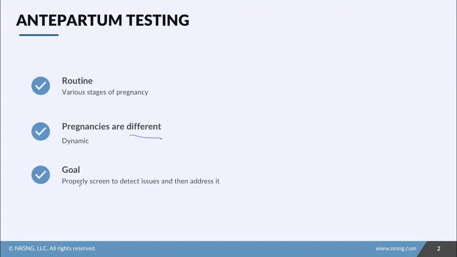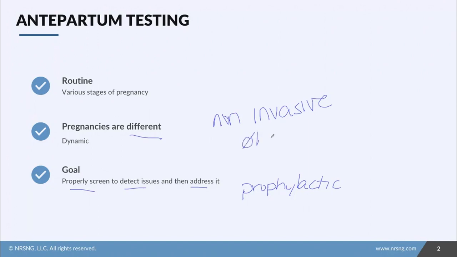Our goal is to properly screen, then detect any issues and address it if there are some. So just think of it as prophylactic. We are prophylactically looking for things and then going to treat them if they're there. We want our testing to be the least invasive first, whatever it may be, and then go to non-invasive, and then go to invasive if we need to, because we want to cause no harm. So the least invasive first.